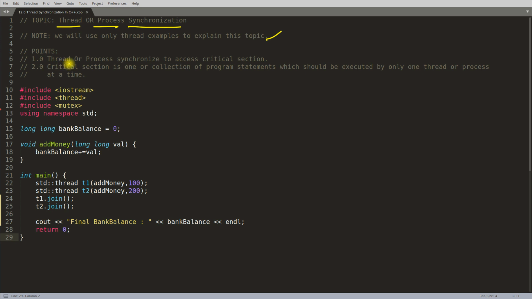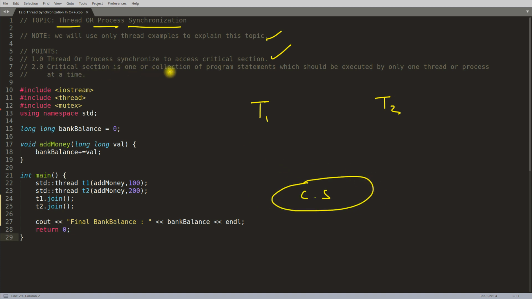So the first part is thread or process synchronization: synchronize to access the critical section. It is very simple: we are going to understand the word synchronization between threads. Let's take an example of threads T1 and T2. If they want to synchronize, then there has to be a critical section here. And what is this critical section?